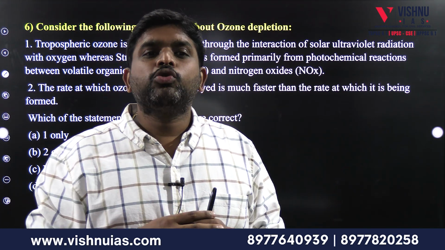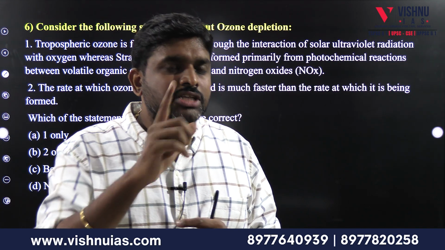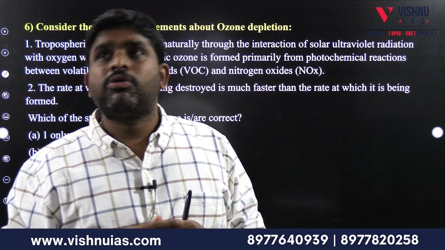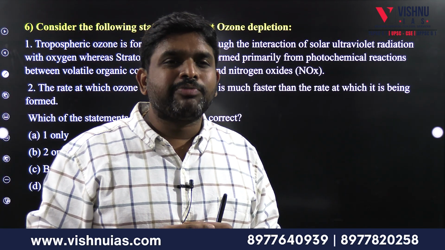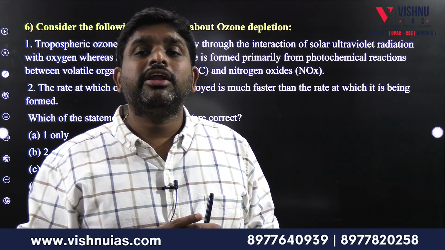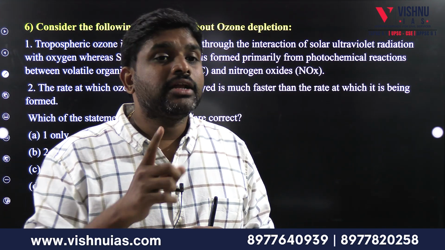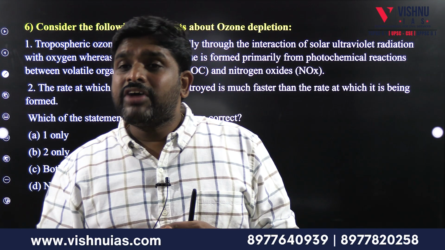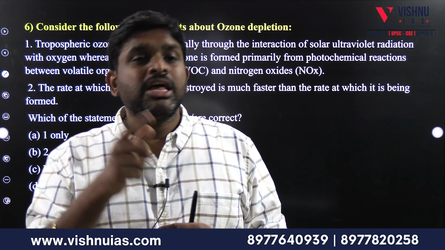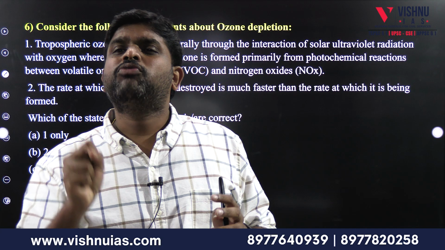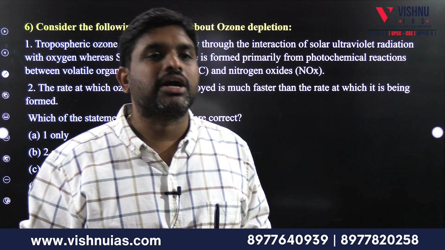So ozone has two functions. One is a good function, the other is a bad function. The good function is, when it is present in the stratosphere, it will not allow the ultraviolet rays to fall onto the earth. That is the good function of ozone in the stratosphere. Whereas the bad function of ozone in the troposphere is, when it is present in the troposphere, it reacts with photochemical agents and results in smog.